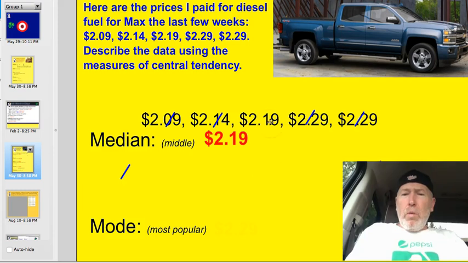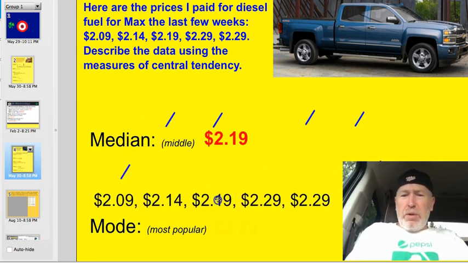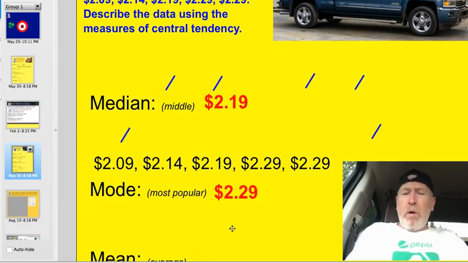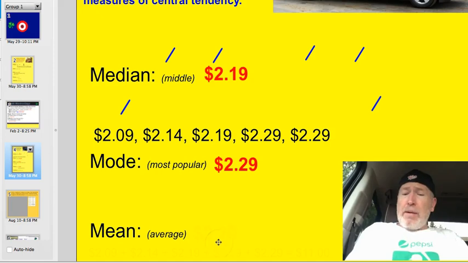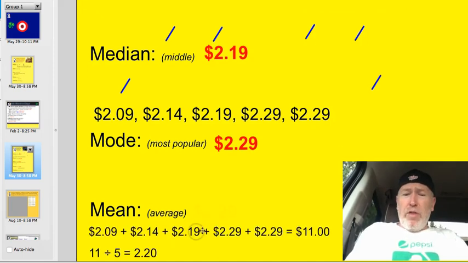The mode, well, if I slide this down over here so you can see it, $2.29 was the most popular amount I paid. Now the mean, I have to add them all up and divide. If I add those all up, I get a total of $11. If I take that $11 and divide it by the 5 different times I purchased diesel fuel, I get $2.20. So the mean or the average price was $2.20 per gallon.